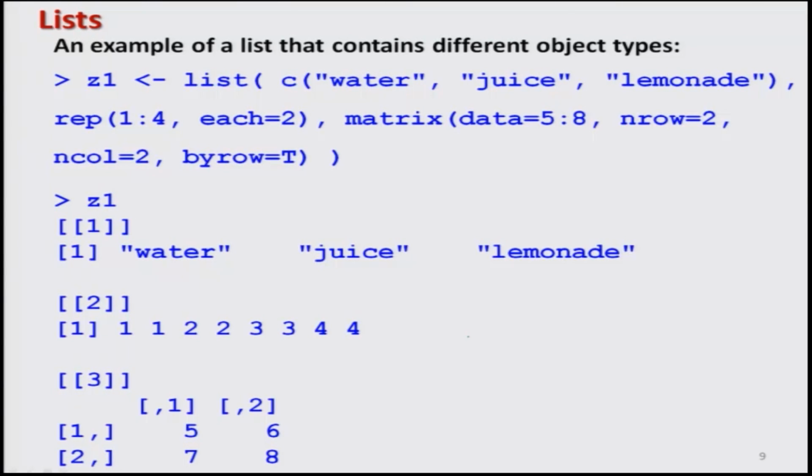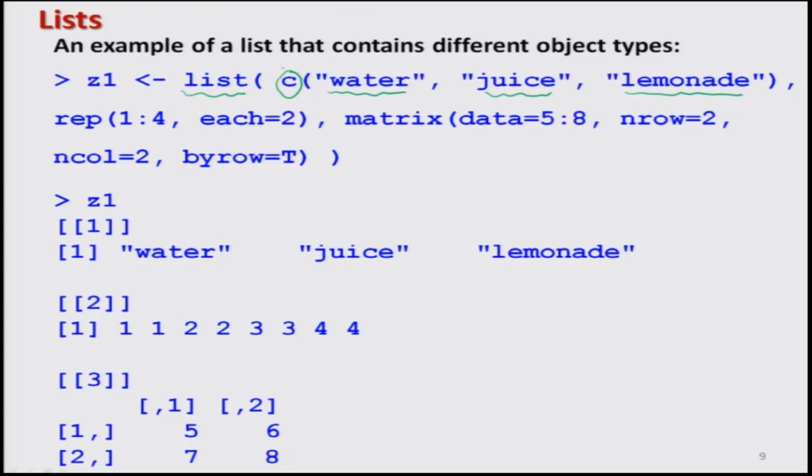Now, I take up another example, a little bit more complicated in the sense that it contains different types of modes. I create a list, this is the command, and inside the brackets I have to specify all the elements of the list. First of all, I take a vector of character strings. I take the 3 words water, juice and lemonade and combine them with the operator c. So, this is a character.